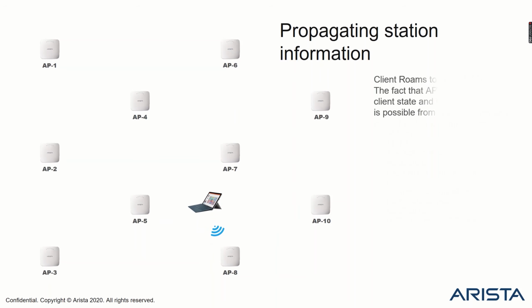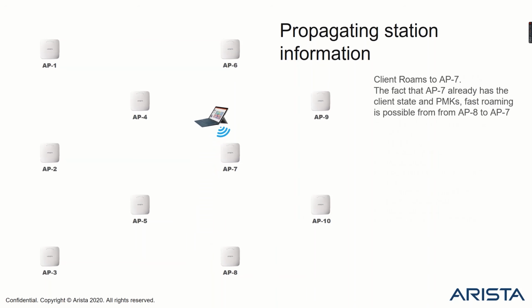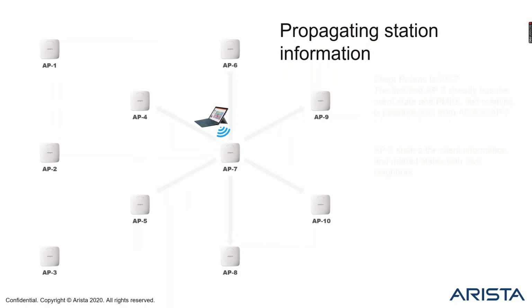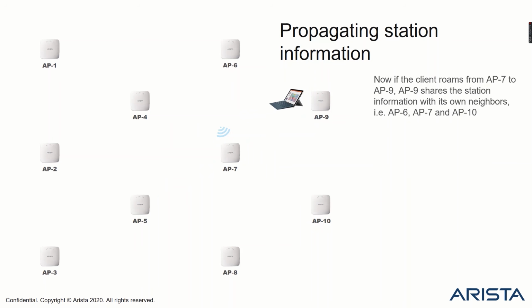So when this client moves to AP7, AP7 now shares the state information of this client with its own neighbors, which happen to be these 6 APs: 4, 6, 9, 10, 8, and 5. And further, if it moves to AP9, AP9 will share its state with its own neighbors, which are AP6, 7, and 10. So as this client roams across different APs in your deployment, each AP shares information of this client with its own neighbors, which are the APs to which the client is likely to roam next.